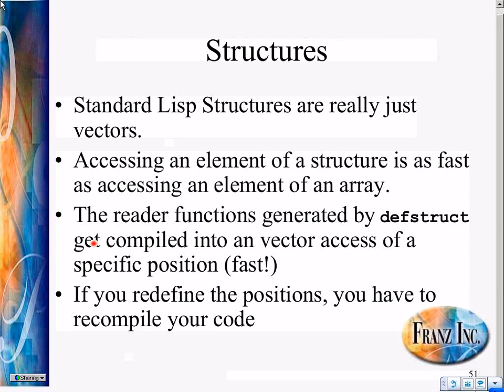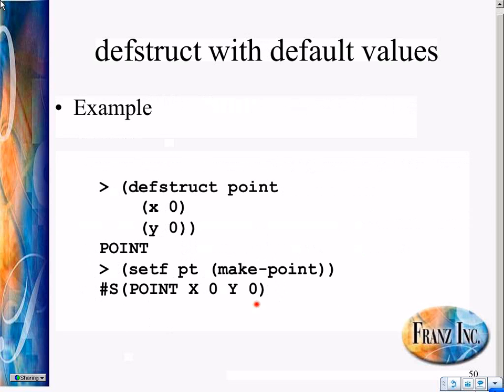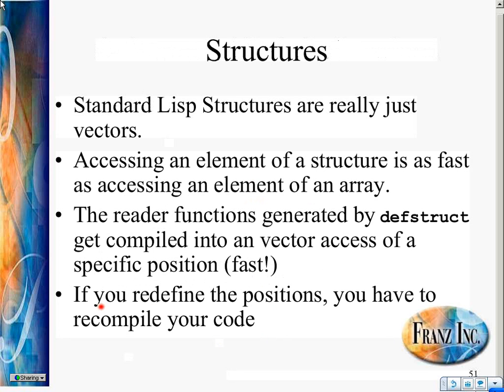The reader functions get compiled into vector access functions, and because we know everything that's needed to know about them, they're very fast. So when you have an accessor, say, to the Y slot, it's going to be called point-y, and when you compile that function, the system is going to know what the point structure looks like, and so the offset will be built into that function, and the function will be completely optimized, and so the access will be very fast.